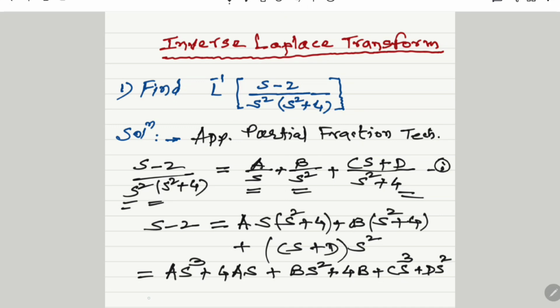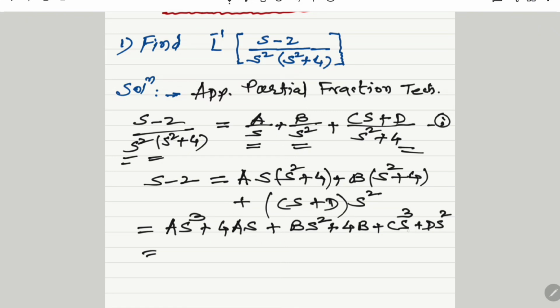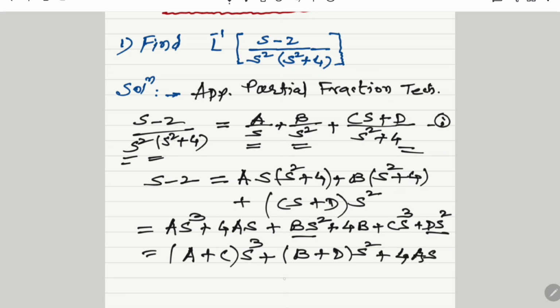Then collecting the terms of s cube in one bracket, there are two terms of s cube, and the remaining terms are (a plus c) into s cube. Then there are two terms of s square, bs square and ds square. Taking s square common, we get the remaining term as (b plus d) into s square. A single term of s, therefore 4as, and only one constant term, that is 4b, and that is equal to s minus 2.